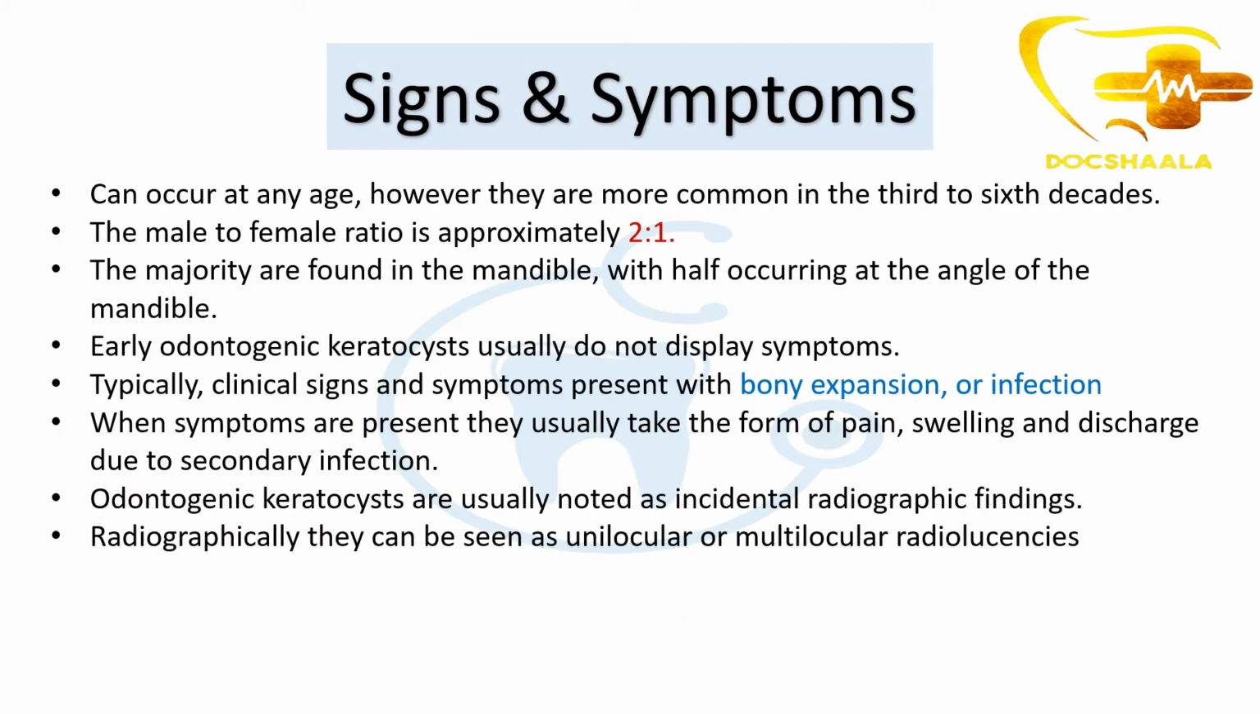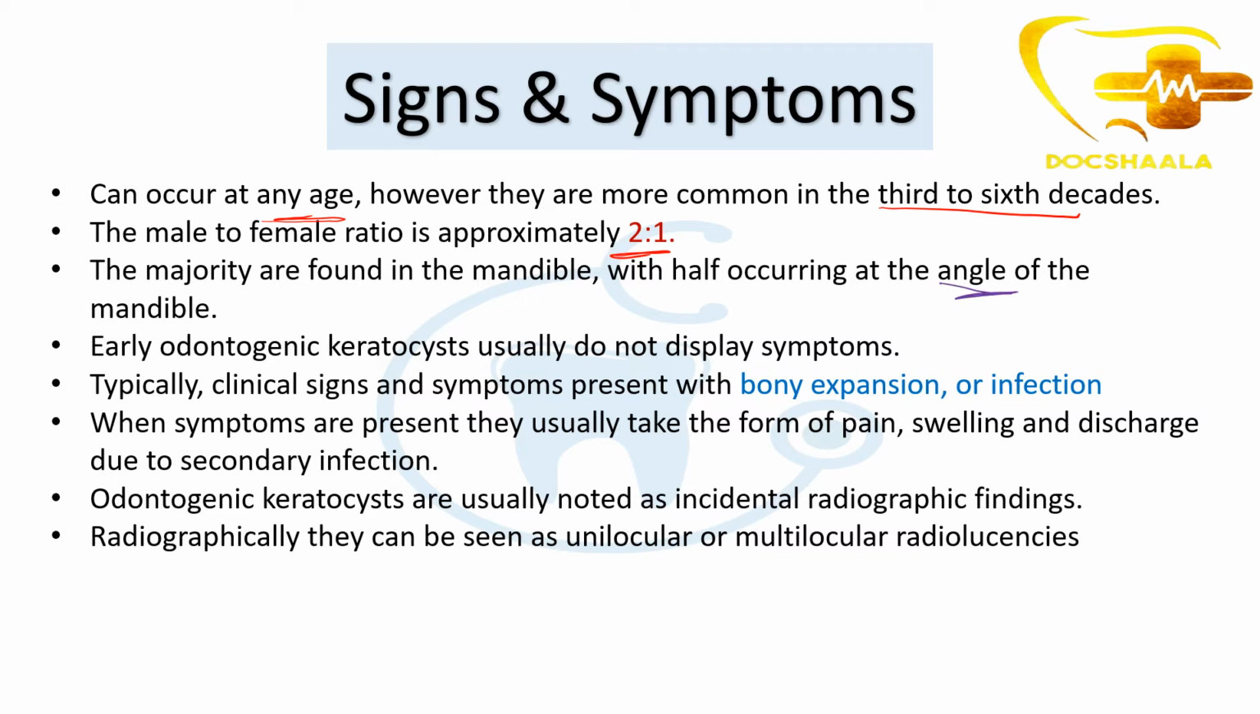Coming to the signs and symptoms that we see in OKC patients, it can occur at any age, so there is no age predilection. However, they are more common in the third to sixth decades. Male to female ratio is 2:1 and the majority are found in the mandible, with half of them occurring at the angle of the mandible.